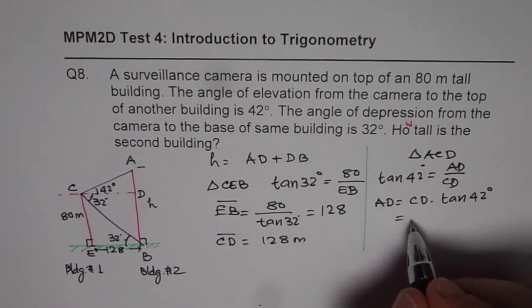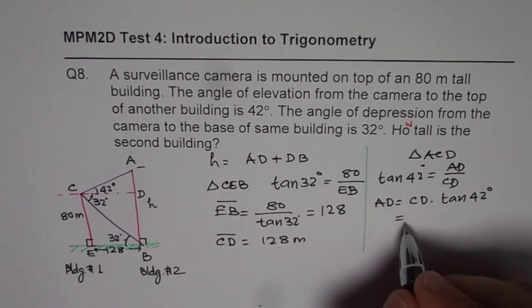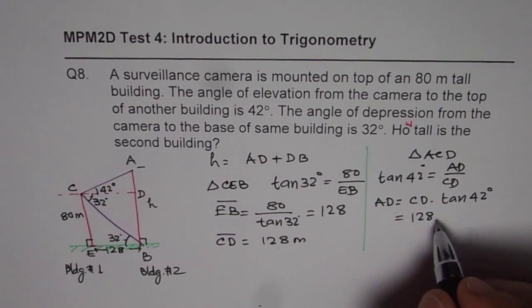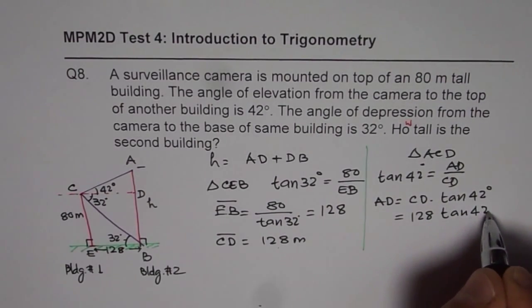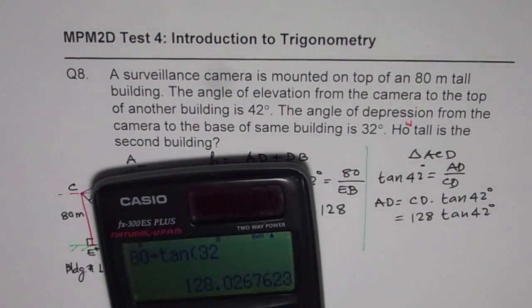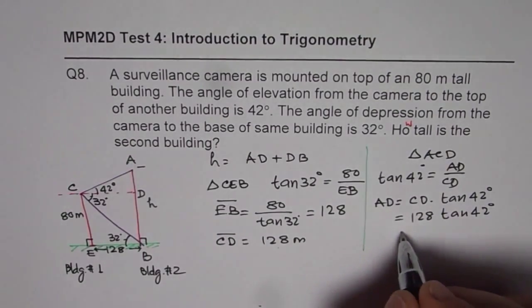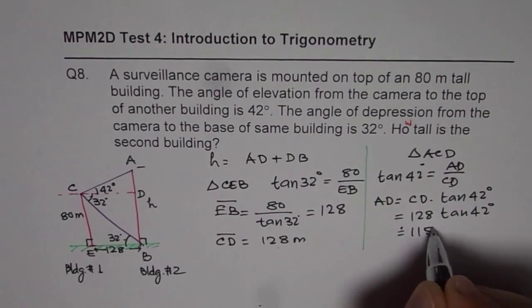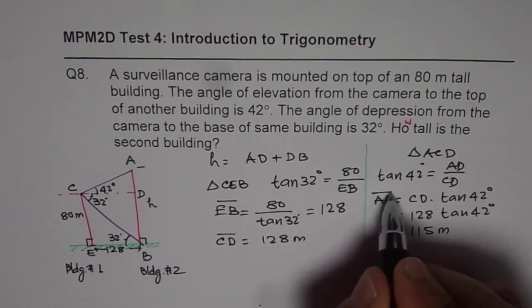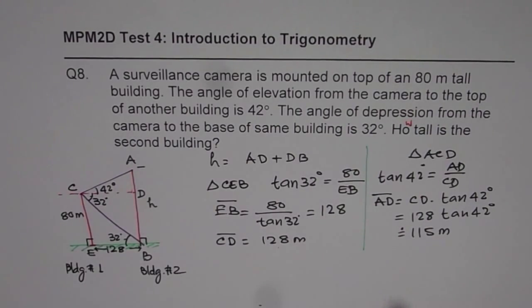CD we just calculated as 128. Normally we should use decimal values so that we can get an accurate answer. So we already have 128.026. Let's use that number times tan of 42, which gives us 115.27, which is approximately 115 meters, right? I'm rounding them as we move along. So AD for us is 115.